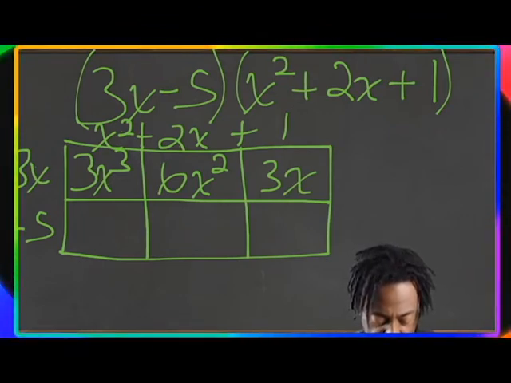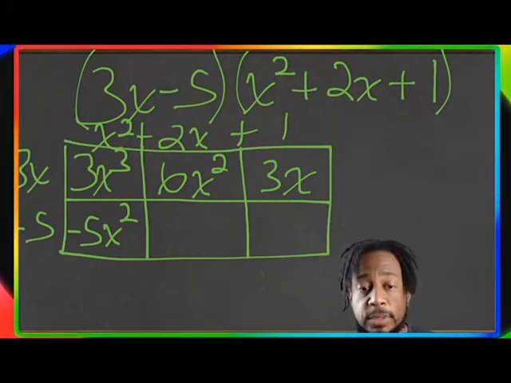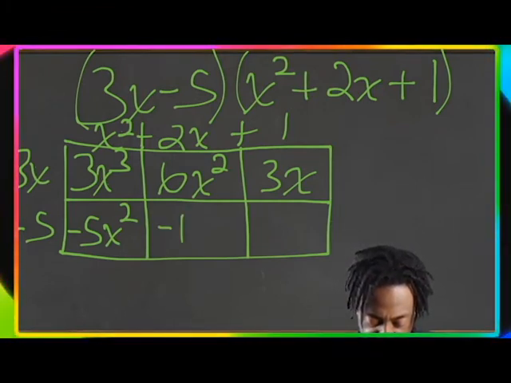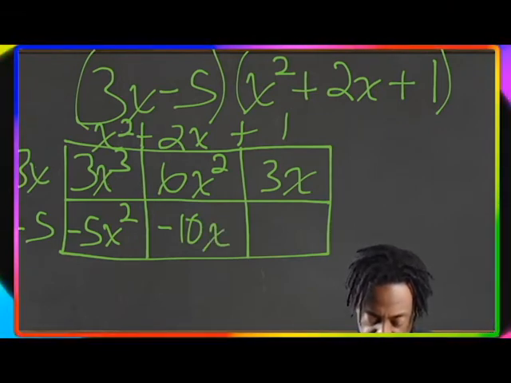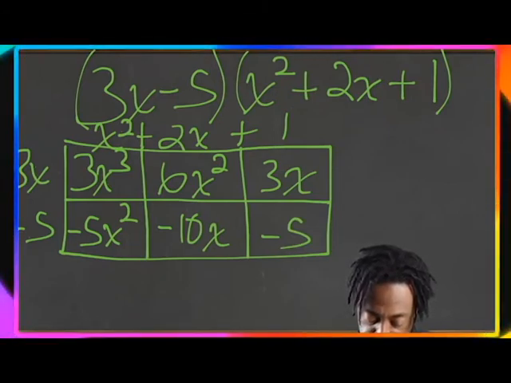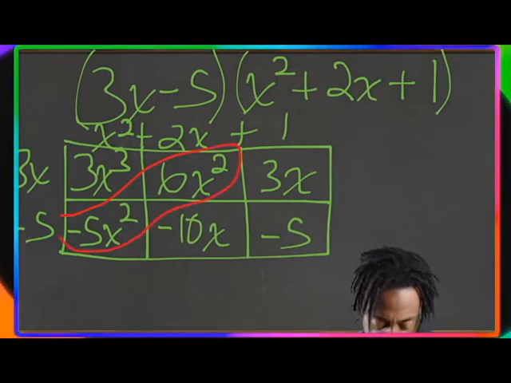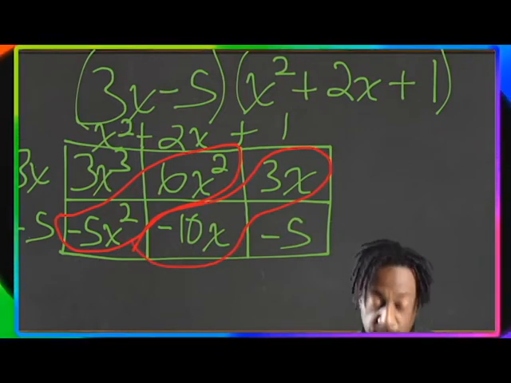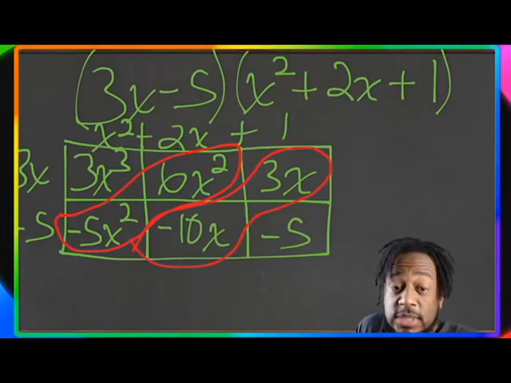All right. So negative 5. We have a negative 5x squared. Here we have a negative 5 times 2 is a negative 10x. Yes. And a negative 5 times 1 is a negative 5. Now look, in the middle, you have your like terms again. Diagonal to each other, you have your like terms. Boom. All right. So now all you got to do is add and bring them down.